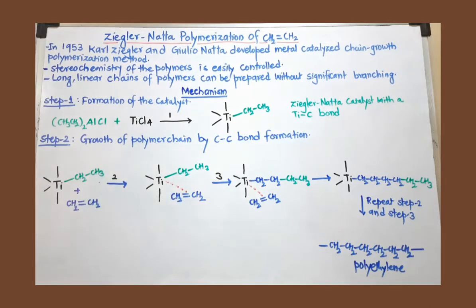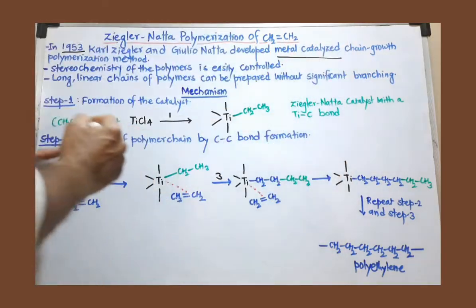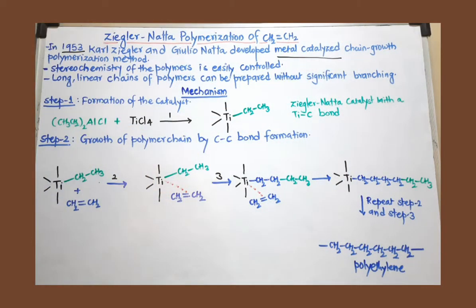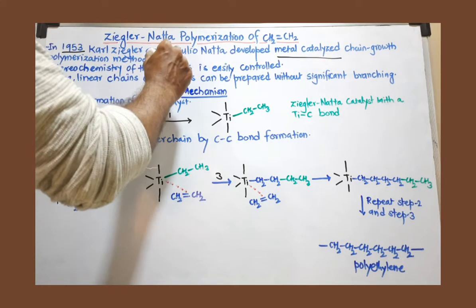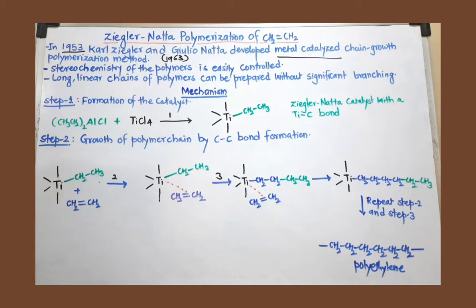Ziegler-Natta polymerization of ethylene, CH2=CH2, is a very popular reaction. This method was developed by Ziegler and Natta in 1953 by using a metal catalyst. They prepared a polymer, and for this work they got the Nobel Prize in 1963. So, Nobel Prize in 1963 for this catalyst.